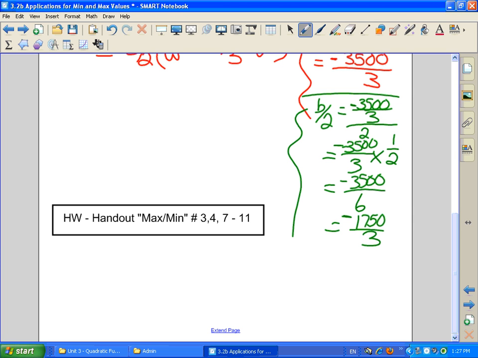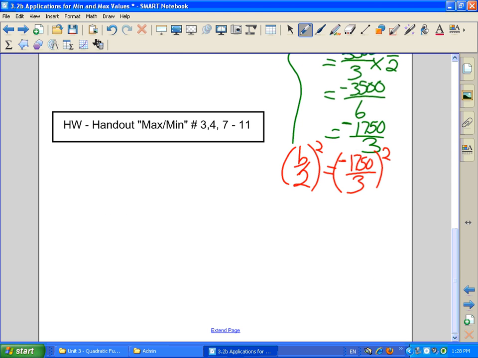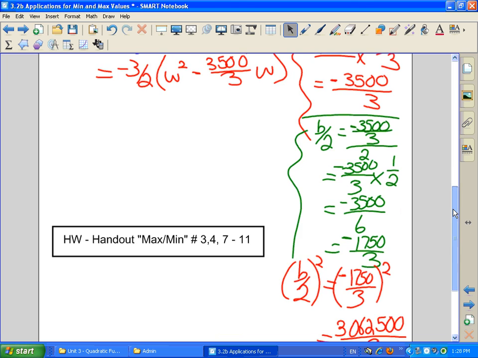So that's B divided by 2. Now what we need to do is take B divided by 2 and square it, which will equal negative 1750 divided by 3, all squared, which is a big fancy number. Get ready for this. You ready? 3,062,500 all over 9. Is math fun? Woohoo! That's the number that we're going to add and subtract up above here.